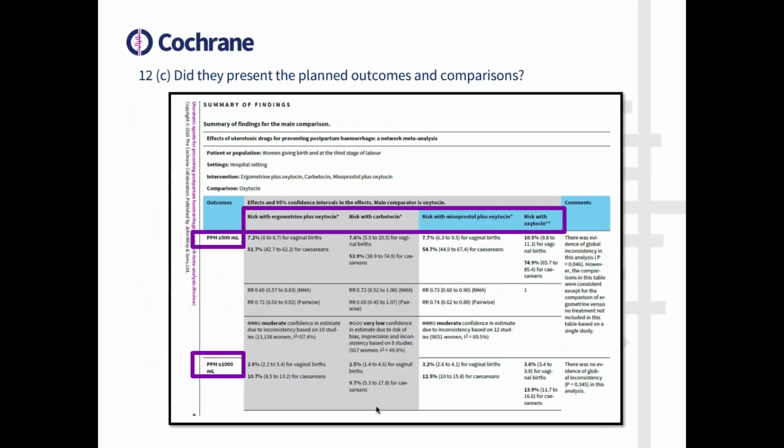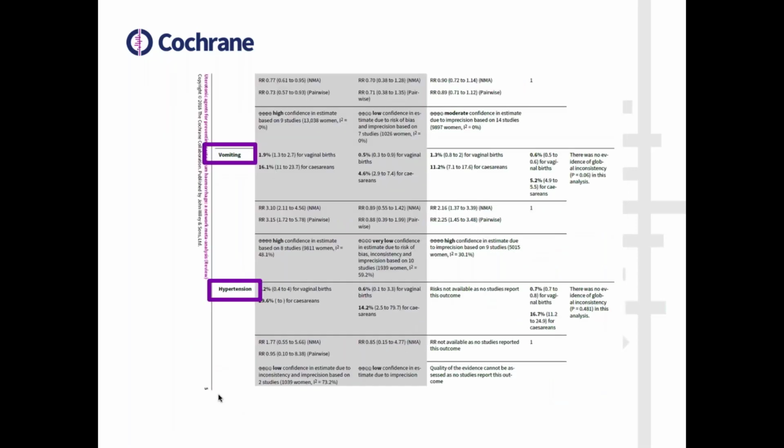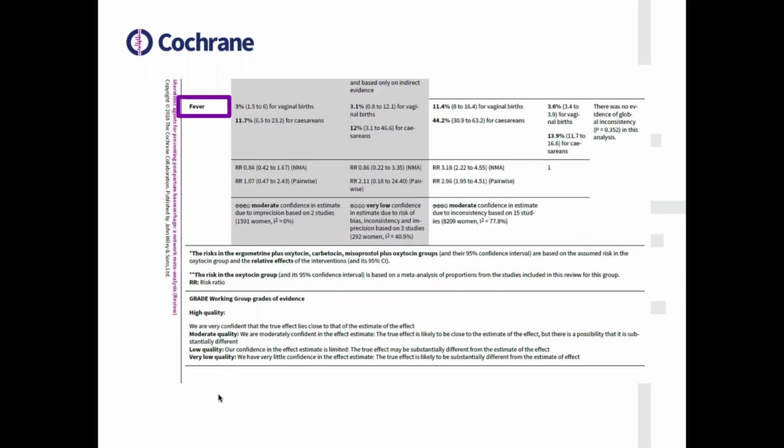The third question we ask about the summary of findings tables is, did they present the outcomes and comparisons they planned to? And in this case, we're pleased to see they did. They have the 3 comparisons they referred to presented as columns, and they have the PPH as their primary outcome, and they also have what they consider to be the most important side effects, so vomiting, hypertension, and fever. So it's good they have adhered to the plan they made in the protocol.